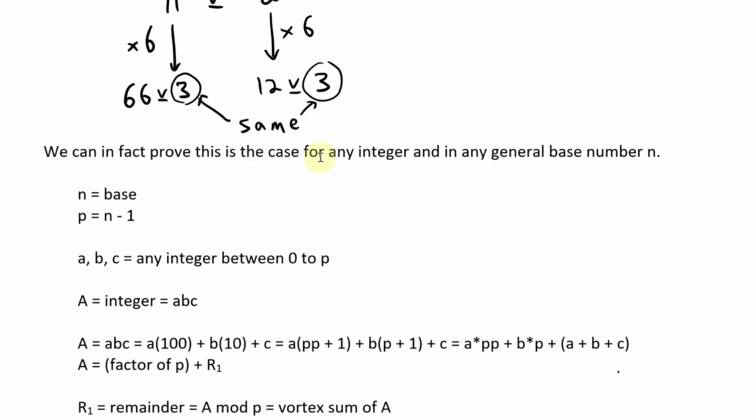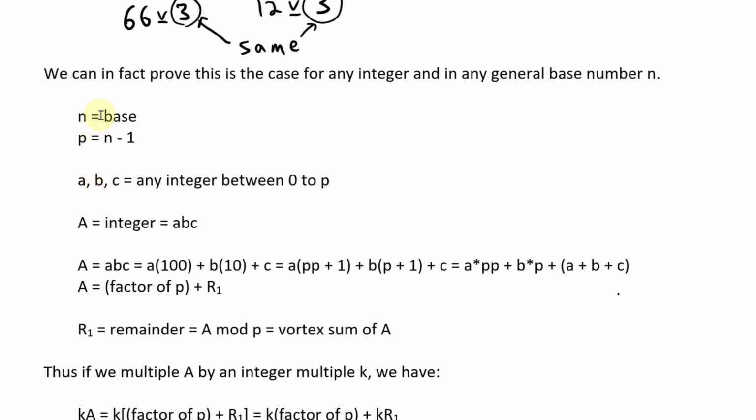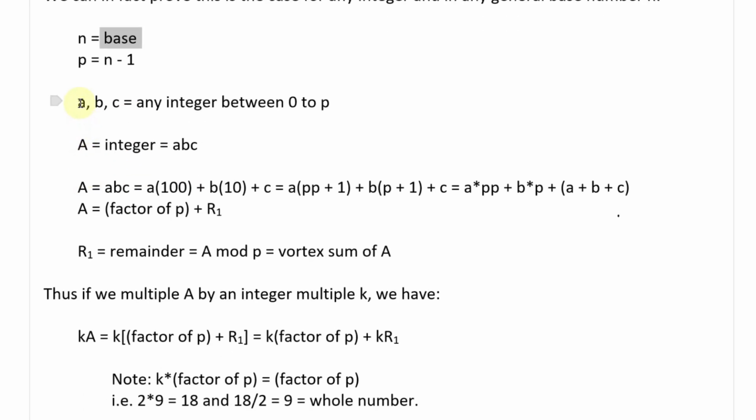And we can in fact prove this is the case for any integer and in any general base number system. So if we have n equal to just any base, for any base number system, and then p equals n minus 1, or the base minus 1. Then also let's say we're given a, b, c, as before, any integers between 0 and p. Then also I'm going to define capital A as the integer made of these corresponding digits a, b, c. So if we have capital A equals lowercase abc, then you can just break this up into its parts for any base number system.